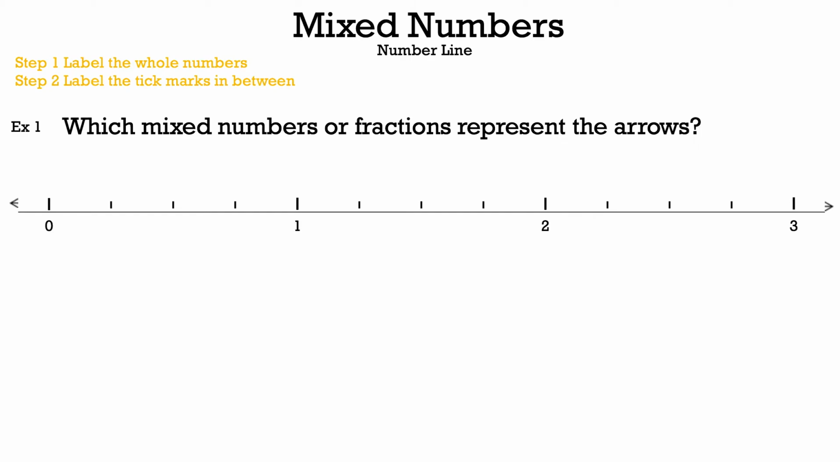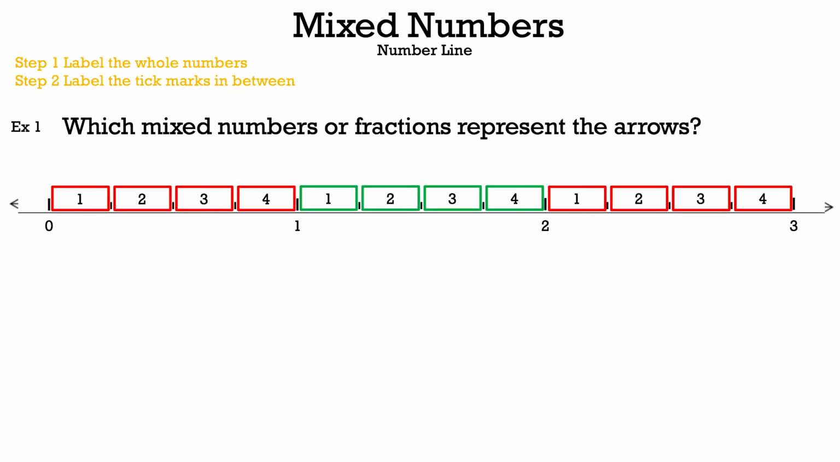Now we're going to go ahead and put numbers on the rest of the tick marks. Now what numbers do we put and how do we do that? Well, we need to figure out how many sections are in between each whole number. So between each whole number, as you can see now, there are 4 sections. So on this number line, we're going to go by fourths. If you start at 0, it goes 0, 1/4, 2/4, 3/4, 4/4, and so on and so forth. And remember that 4/4 is just 1.